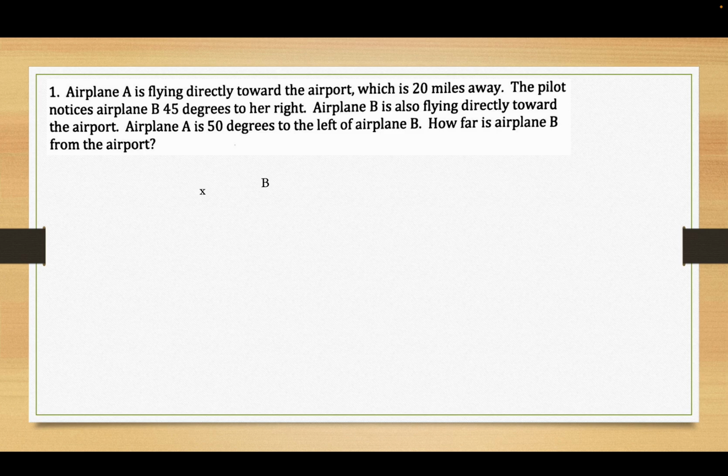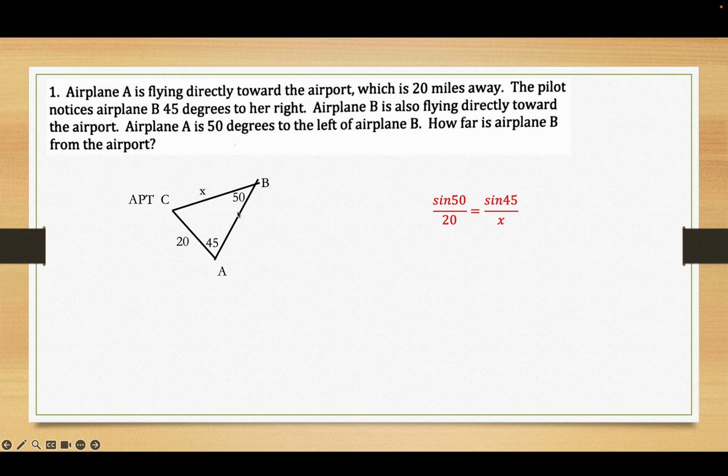Okay. So, there's my diagram. This is the airport, and that's C. A is for airplane A, B is for airplane B. C, I put APT next to it because it's short for airport. The angle of A is 50 degrees to the left of B. So here's B, so that has to be 50 degrees to the left. And B is 45 degrees to the right of A. So this information that I've been given here, there's one more piece. Oh, airplane A is 20 units away.